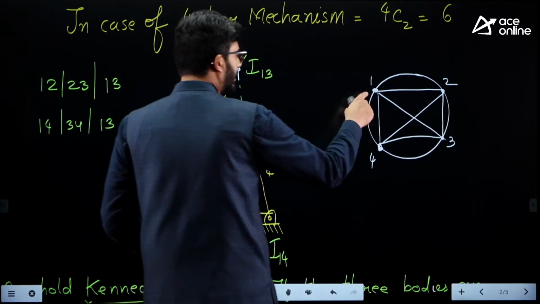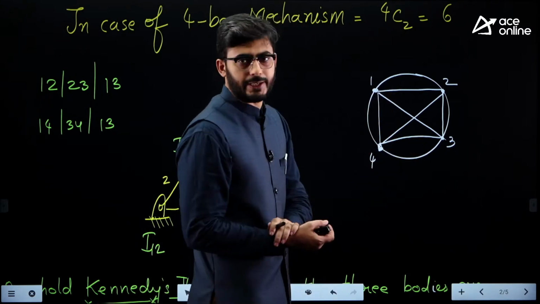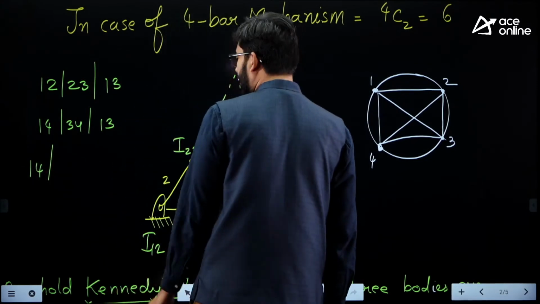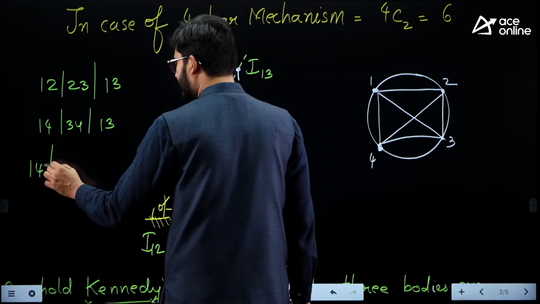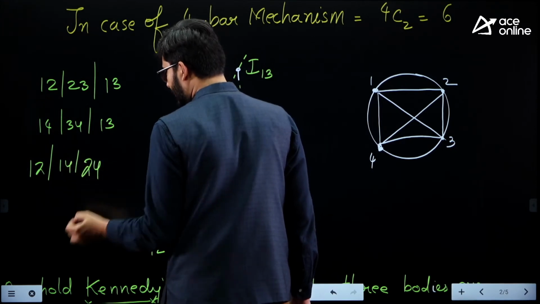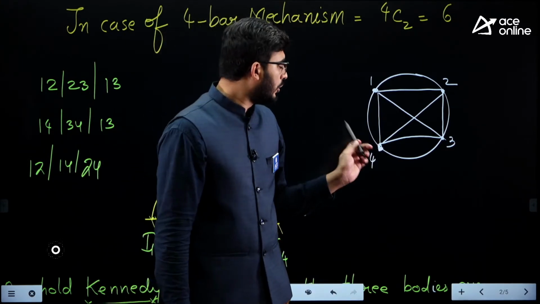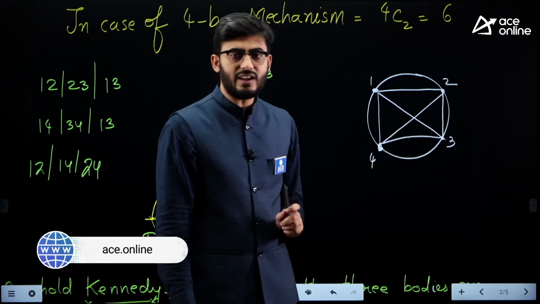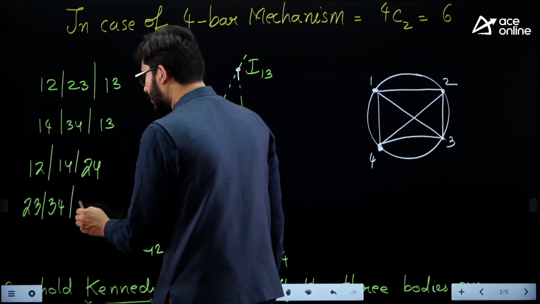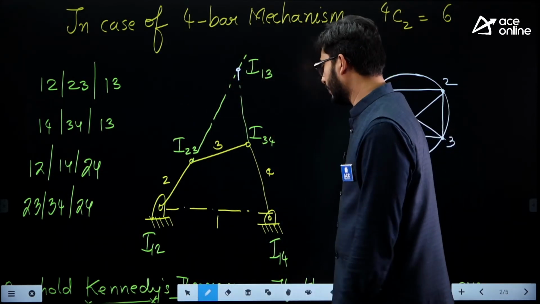Here, if I want to reach the point 4 starting from 2, I can go via point 1 or via point 3. So here I can say 1,2 and 1,4 should be collinear with 2,4. Similarly, if I want to reach point 4 starting from 2, I can go via 3 also. So here I can write 2,3 and 3,4 must be collinear with 2,4.